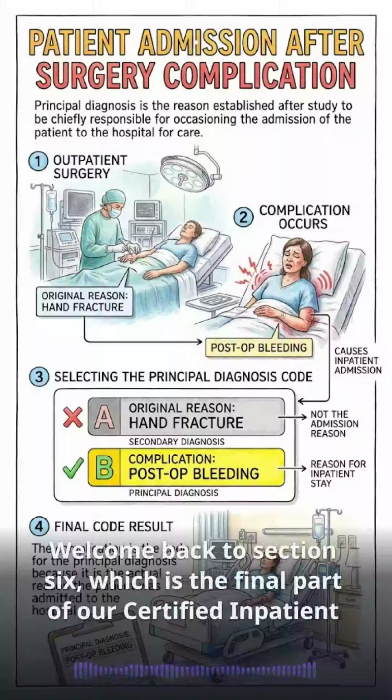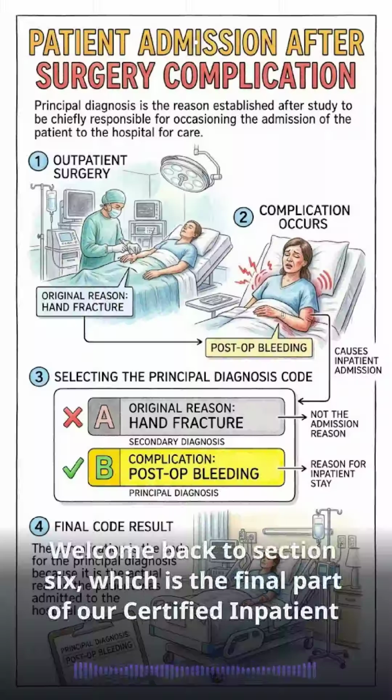Welcome back to Section 6, which is the final part of our Certified Inpatient Coder course. I am so happy you stayed until the end, because you are now ready for the finish line. This section covers the brain, the nerves, and all the complicated things that happen during childbirth.